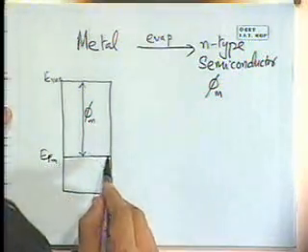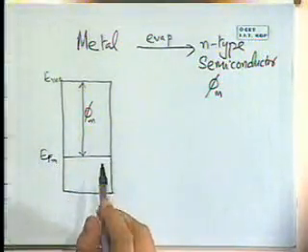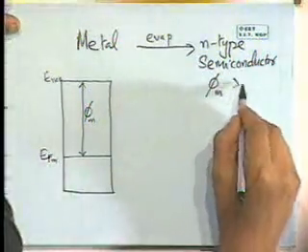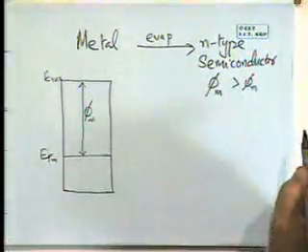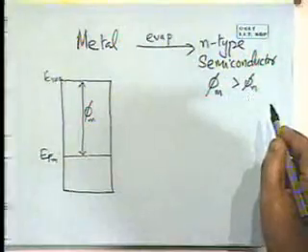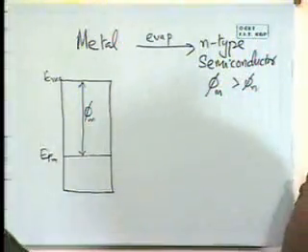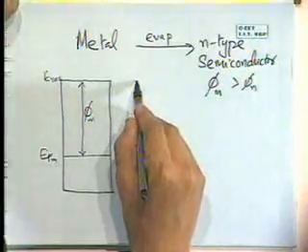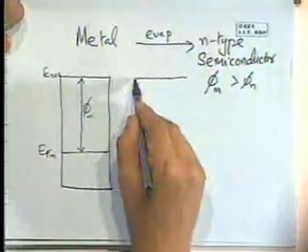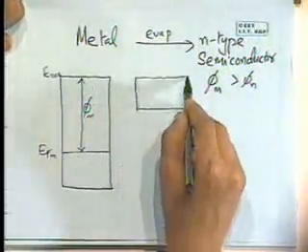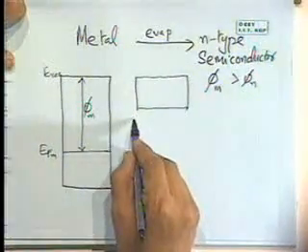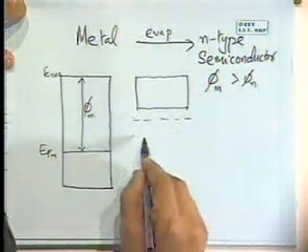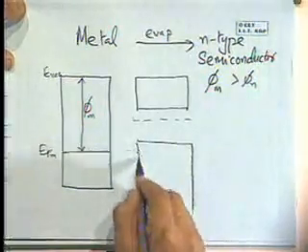So the situation we are considering is where phi m is greater than phi n, where phi n is the work function of the n-type semiconductor. And so in that case, before we bring them into contact, I've got the conduction band as before here. It's an n-type, so the Fermi level is there, and then we have the valence band.